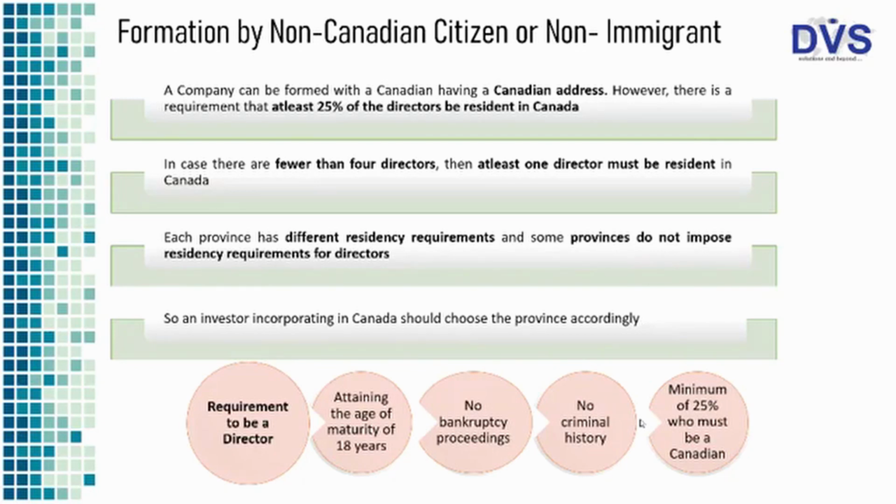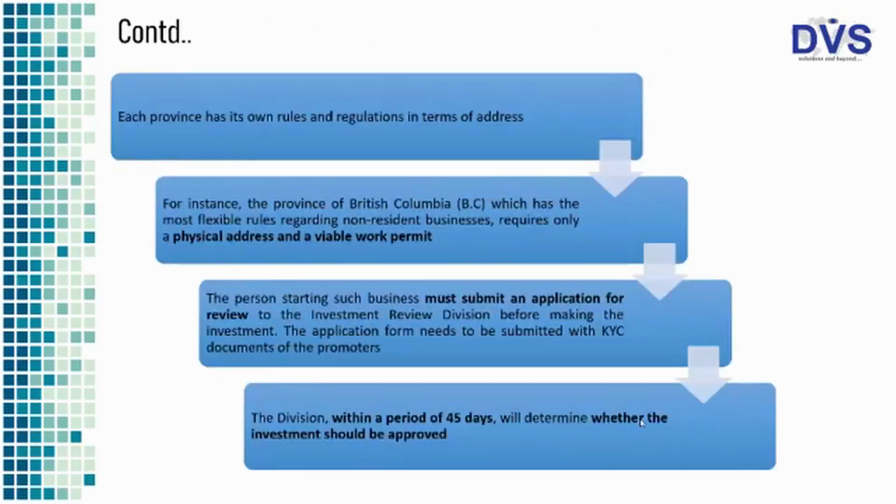So basically, for a foreigner to set up, he can set it up in Canada, but at least 25% of the directors of the company should be Canadian citizens and must have residency in Canada. Each province has its own rules and regulations in terms of address. For instance, the province of British Columbia, which has the most flexible rules regarding non-resident businesses, requires only a physical address and a viable work permit.